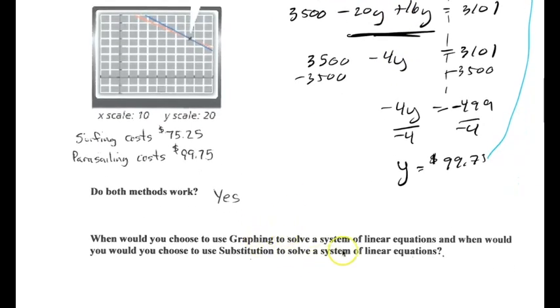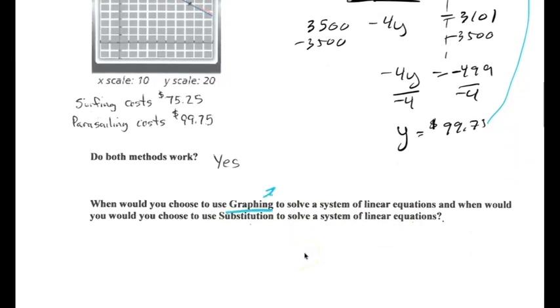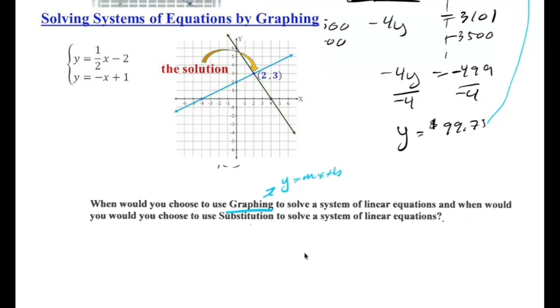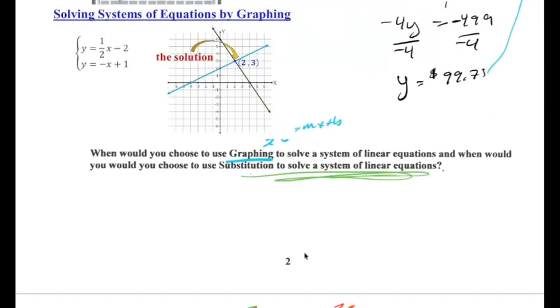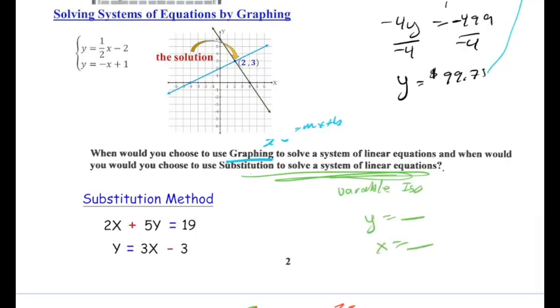When would you choose graphing to solve a system? When would you choose substitution? Well, graphing, I'll use that if it's in y equals mx plus b form. If they're both in that form, it's pretty easy to graph. Substitution I'll use if I already have a variable isolated. So you have y equals something easy, or you have x equals something easy, and then you probably want to do the substitution method. Anyway, that's the video.